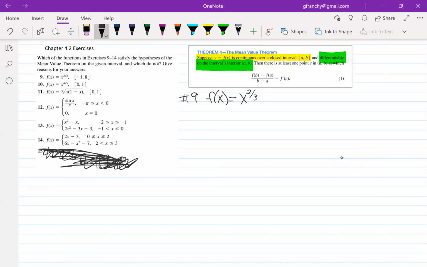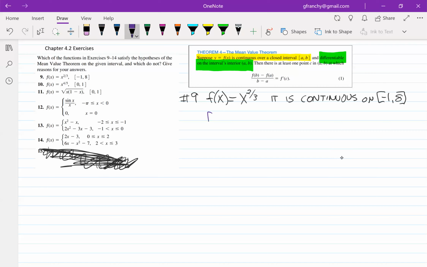Now, x to the 2/3 power, that is continuous everywhere. Because the denominator is an odd number, we don't have any problem throwing in negatives. We don't have any problem throwing in zeros. So it's continuous everywhere, so it satisfies the first one. It is continuous everywhere, so it's definitely continuous on this closed interval here.